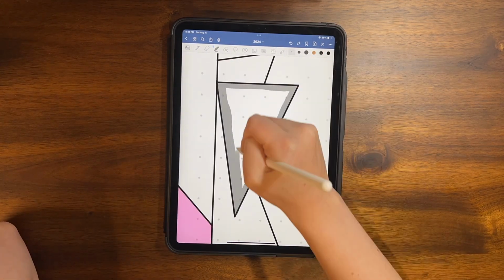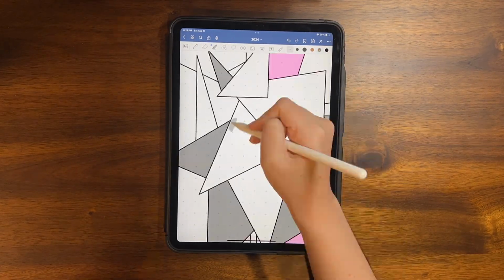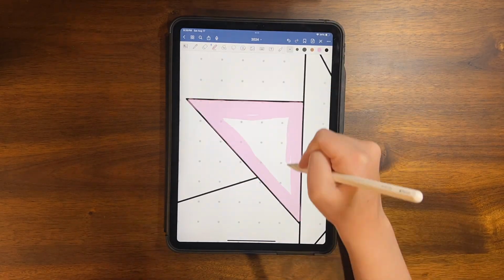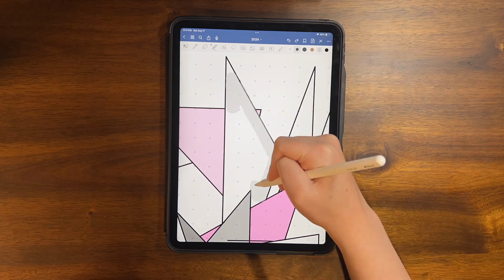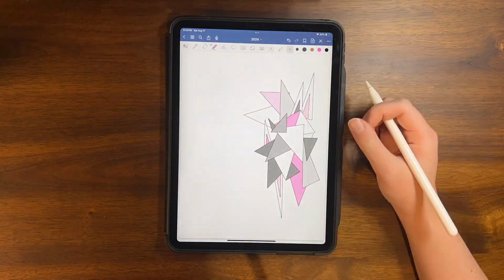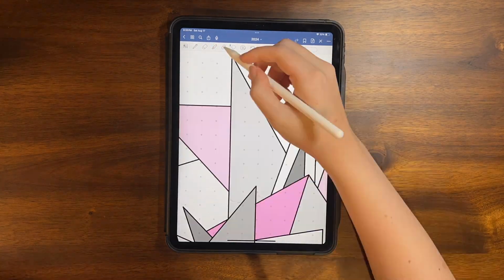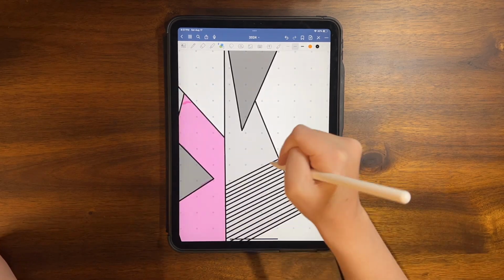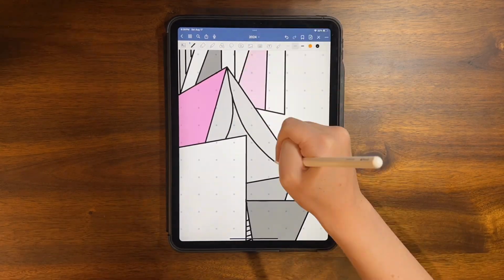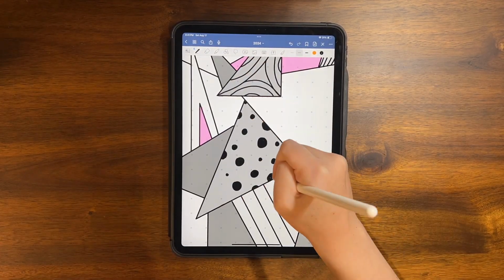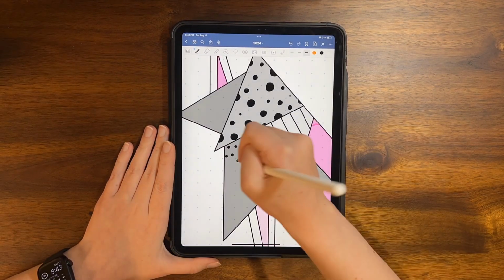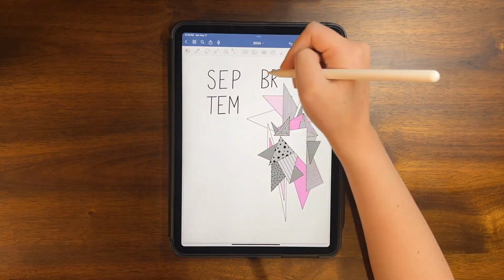But for this front title page, I just drew a bunch of, what are they called, triangles. And I colored them in different colors and drew different patterns on them. So the theme of this month is going to be pinks and grays. So that's what it looks like. And then on the side, I wrote September to fill up the rest of that space.